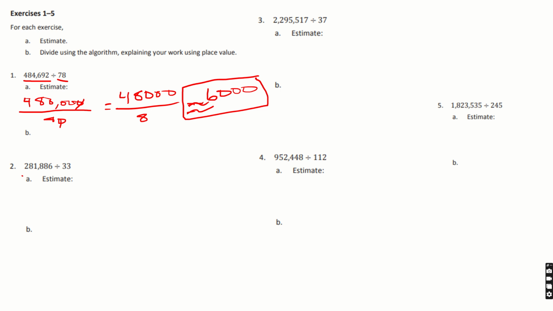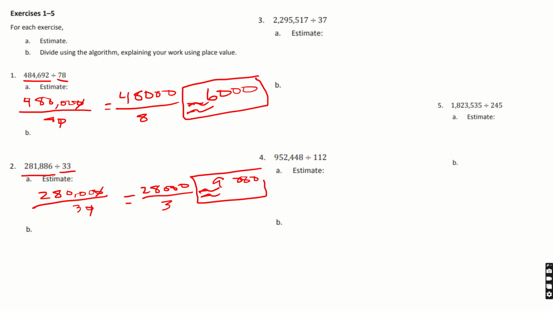My next one here, I'm looking at 280 and 30, right? 280,000 over 30. Again, cross out my zeros. I'm left with 2, 8, and then 3 zeros on the top, 1, 2, 3, and just a 3 on the bottom. 3 goes into 28 9 times, right? That's 27. So I'm going to say it's a 9, and then 1, 2, 3 zeros with a little more. So it's a little bit more than 9,000, but it should be around 9,000, give or take, right?